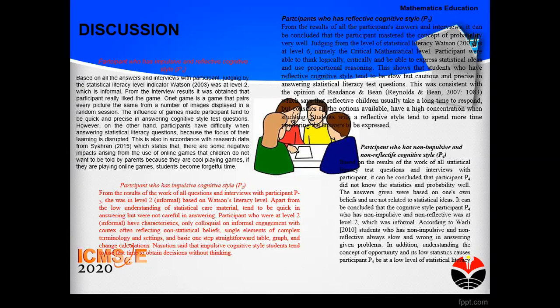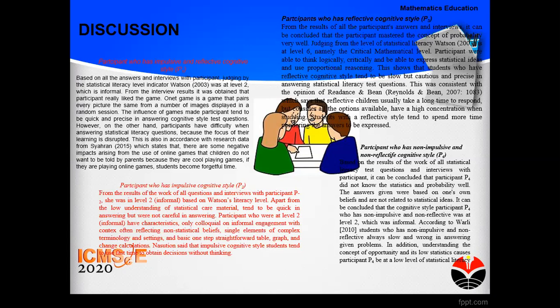Participant who has reflective cognitive style, P3. From the result of all the participant's answers and interview, it can be concluded that the participant mastered the concept of probability. Judging from Watson's statistical literacy level, the participant is at level 6, namely the critical mathematical level.